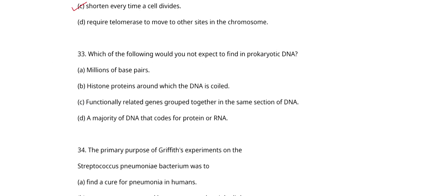Which of the following would you not expect to find in prokaryotic DNA? A. Millions of base pairs; B. Histone proteins around which the DNA is coiled; C. Functionally related genes grouped together in the same section of DNA; D. A majority of DNA that codes for protein or RNA. The answer will be B, that is histone proteins around which the DNA is coiled, because histone proteins are used to coil the large amount of DNA found in eukaryotes so that it can be packaged more efficiently within the cell. Prokaryotes do not face this problem because they have much less DNA.